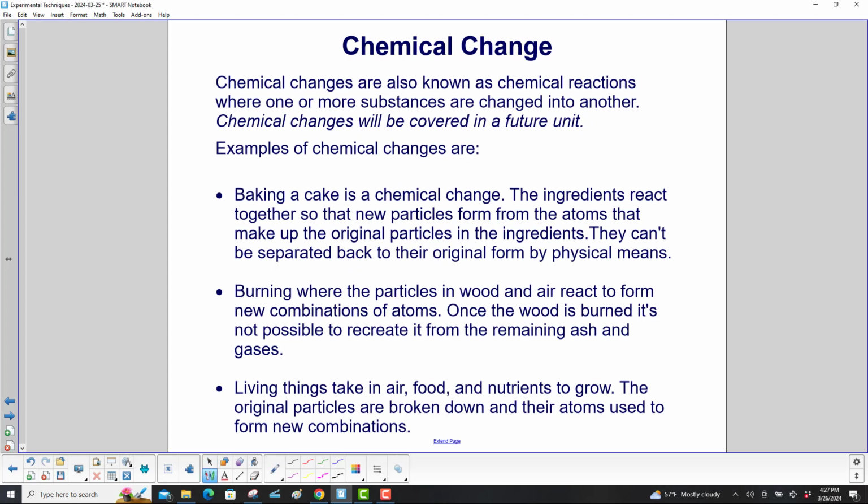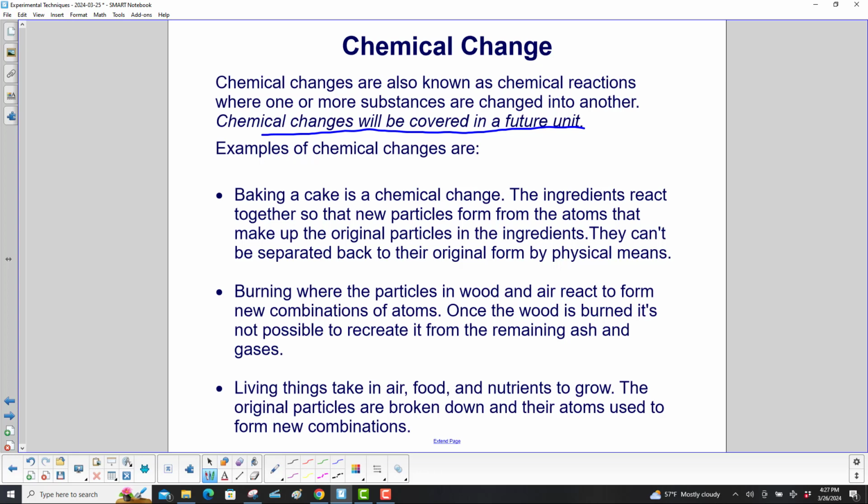Chemical changes are also known as chemical reactions, where one or more substances are changed into another. Chemical changes will be covered in a future unit, not in this one. Examples of chemical changes are baking a cake. The ingredients react together so that new particles form from the atoms that make up the original particles in the ingredients. They can't be separated back to their original form by physical means.